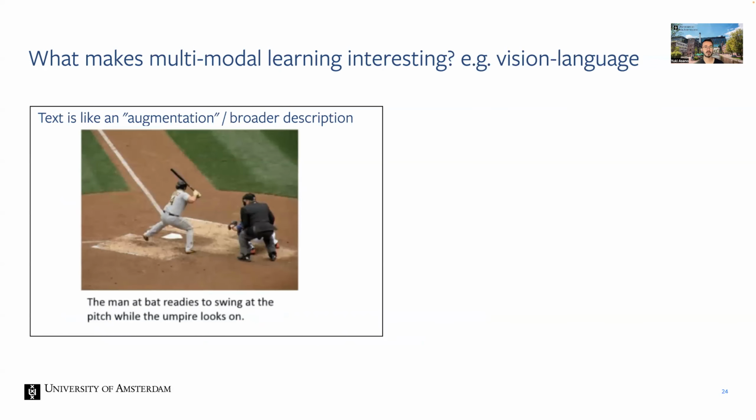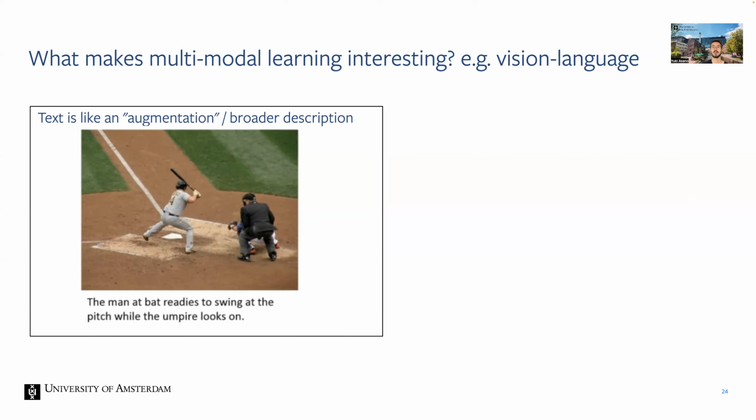Right. What makes multimodal learning interesting? One example I would say is that text can be like an augmentation or a broader description of the image. Everything that's in the caption, you know from the image. But given the caption, you have a decent idea of how the image looks. You don't know how dark the green is or whether there's any grass in the image, because that's not the main point. You don't know if the batter is left-handed or right-handed, but you have a very good idea of what's going on.